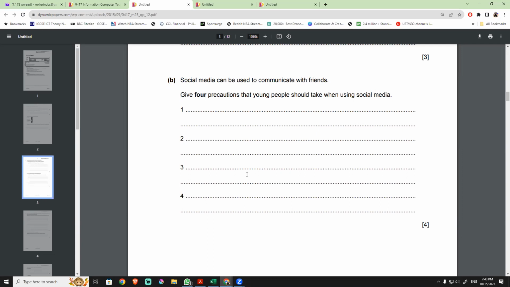Okay, what else do you have? Do not send your pictures to untrusted people. Do not share your password. I think personal information is part of that one, the password. So anyway, out of those answers, hopefully they will accept three of your answers there.